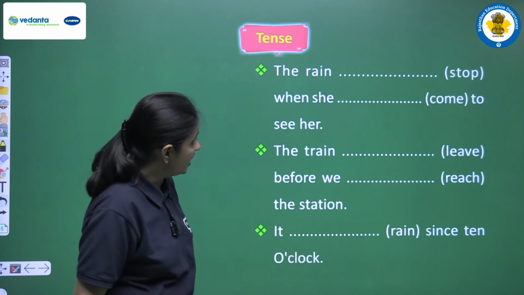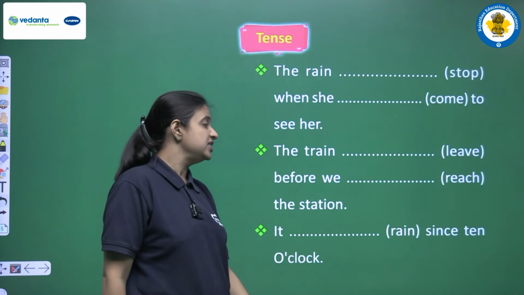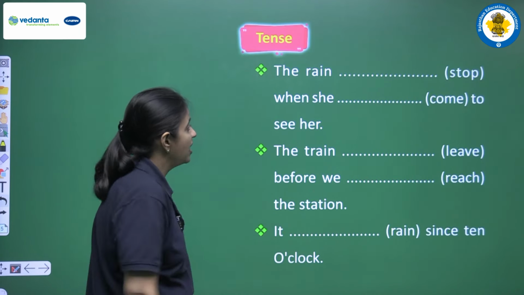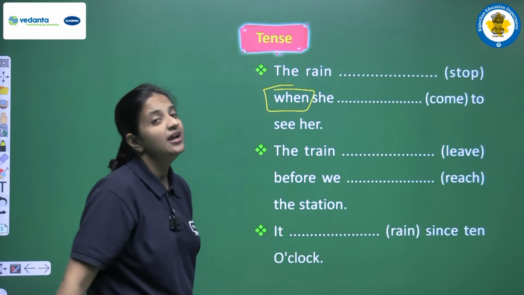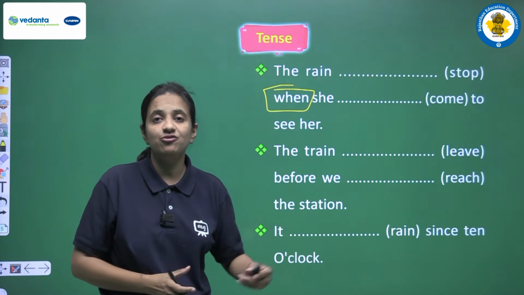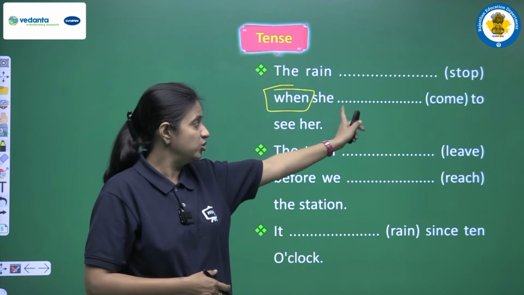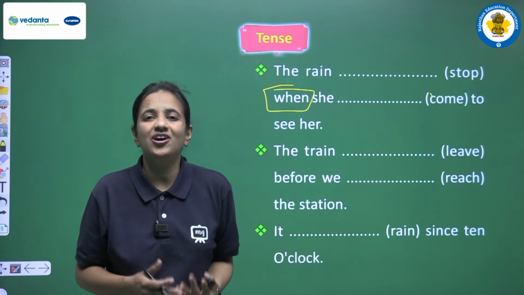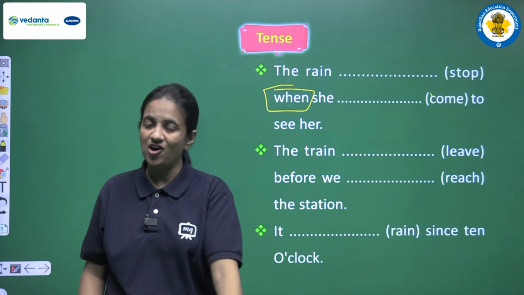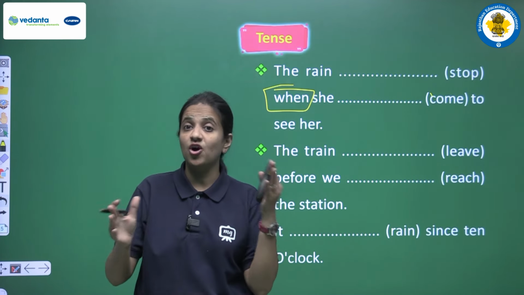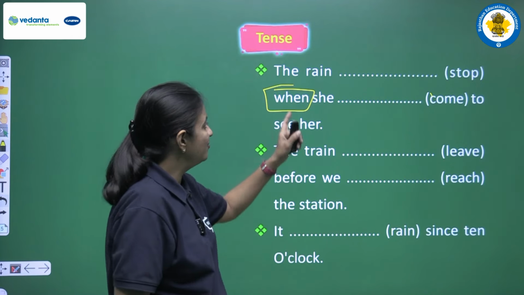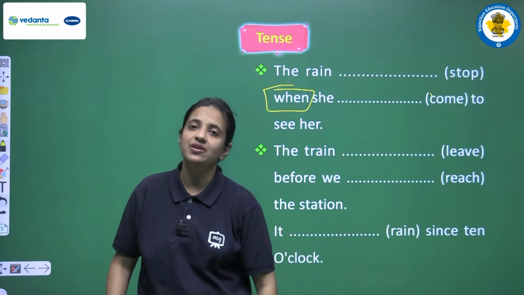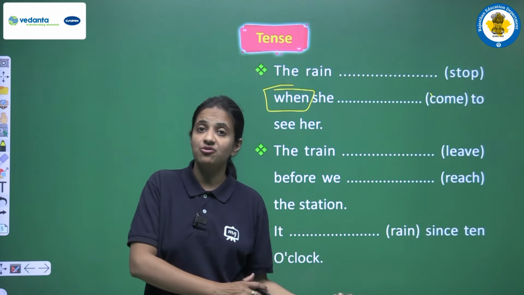Next is: the rain stopped when she come to see her. Okay, so in this sentence also we are having two clauses. We are having one conjunction, that is when, and both the clauses are connected with this conjunction, right? So we are having two clauses, two different actions, two different activities. So now recall the thing that we have discussed earlier also. We were discussing the combination of two tenses, right? And we are having two clauses. So now here we have to use that combination where we were having past simple and past perfect, right?